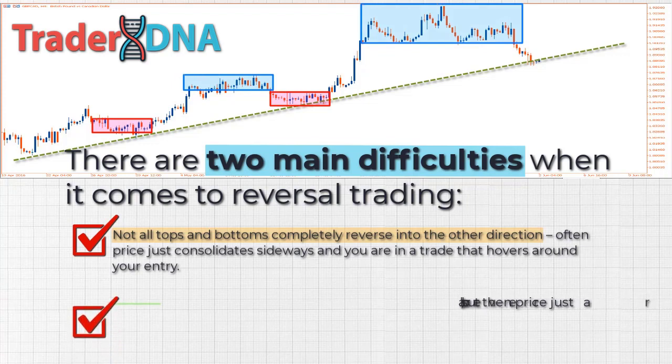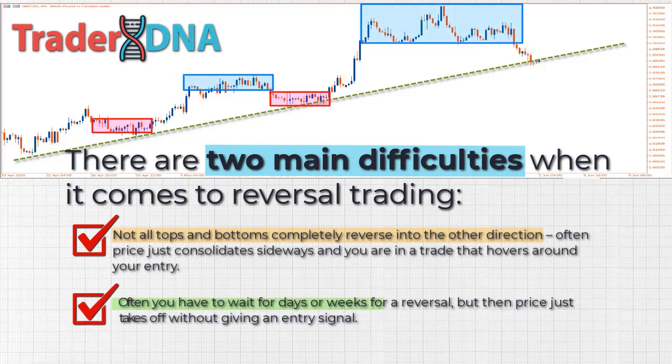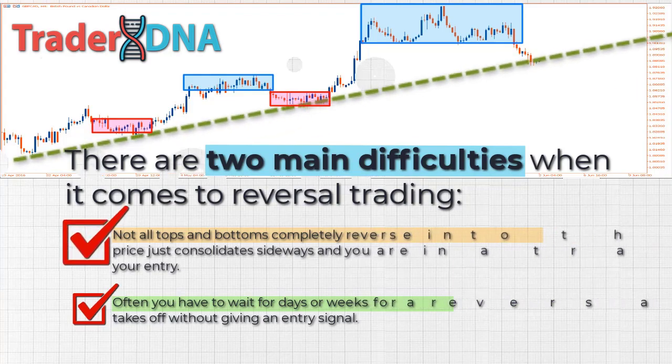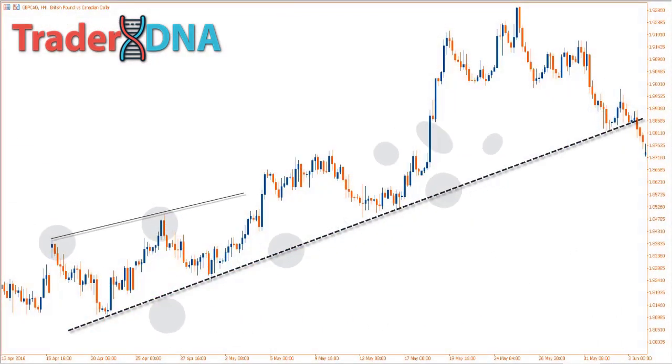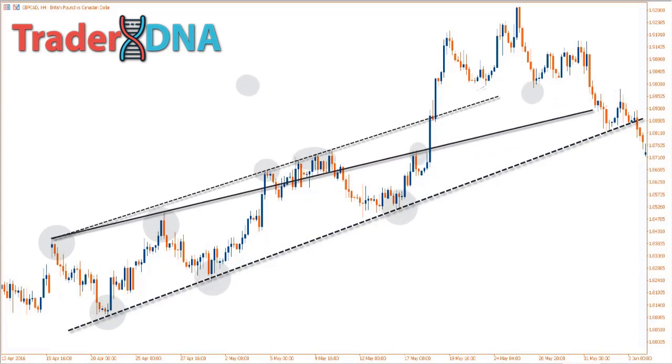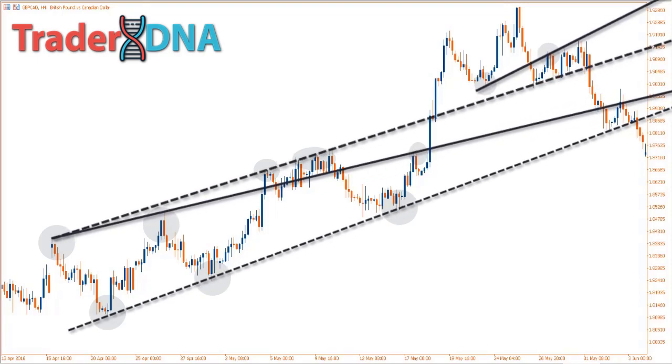Second, often you have to wait for days or weeks for a reversal, but then price just takes off without giving an entry signal. Here, it's easy to start chasing trades or look for other mediocre trades. So, in this video, I'll show you how to counter some of those effects. Trendlines are well respected, and adding the concept of the trendline break can help filter out low probability market reversals and also time re-entry trades. The trendline shift is one of the 5 setups that you will also learn in this channel.